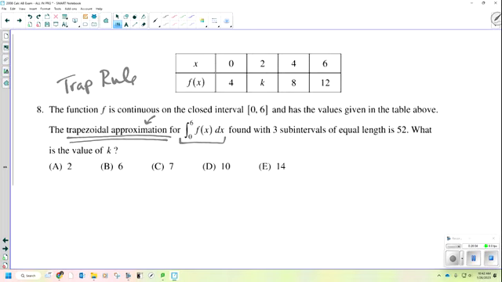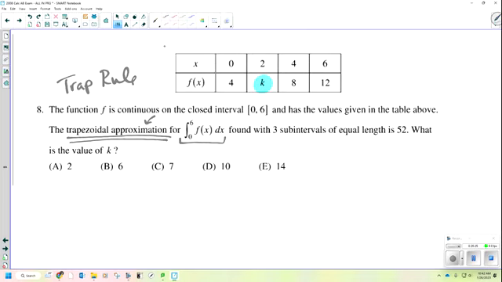It is found with 3 subintervals of equal length, and they give you the answer. It's 52. What's the value of k? Let me be honest with you here. It is really rare that they have you use a trapezoidal rule, and they put a variable, k, which in case you didn't see it, is right here. It's in the table. But they did it here for us, so we're going to do exactly what they ask.